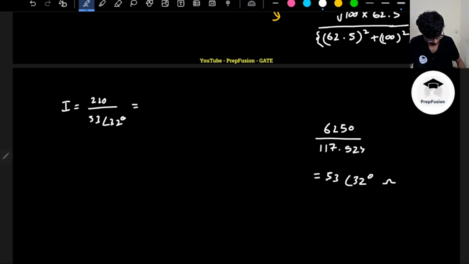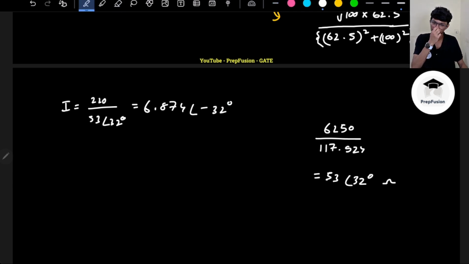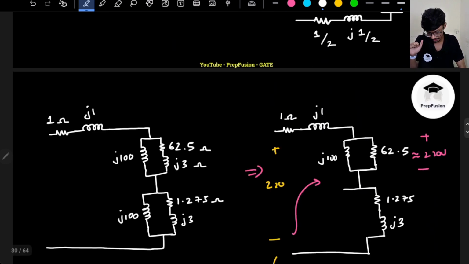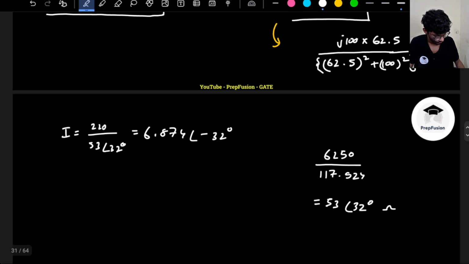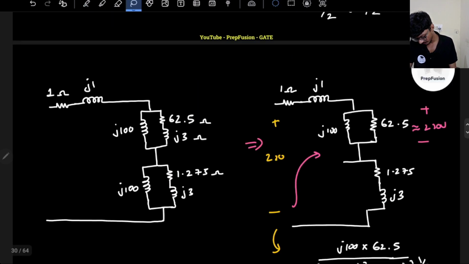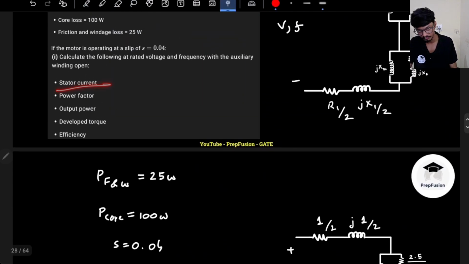So 220 divided by 53 is, oh sorry, this is 4.15. What am I doing? 4.15. Okay, and the angle is minus 32. So I got the current, right? This is my current. Yes, this is my current, no problem. So what have they asked? They have asked me the stator current, which I have found out, and the power factor.